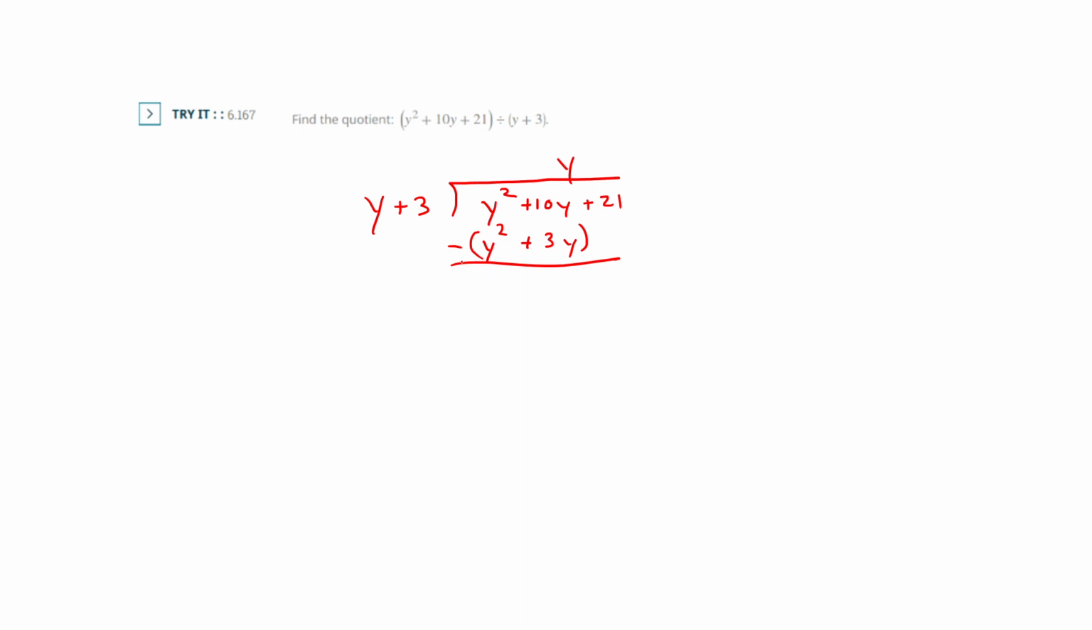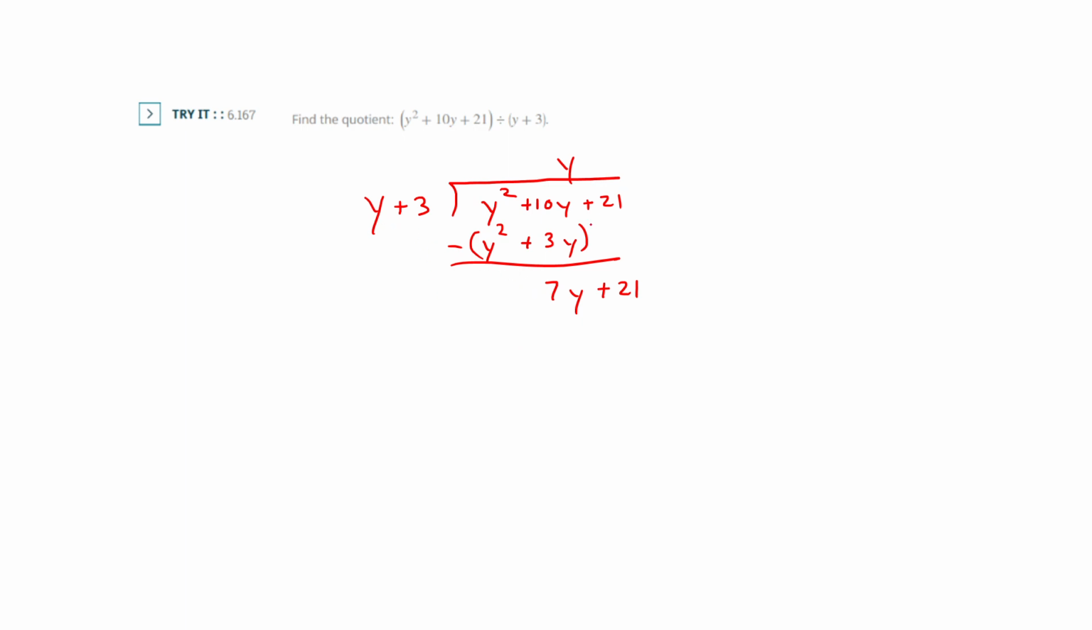So the y squareds are going to go. This is now negative 3y. So 10y minus 3y is 7y. Okay, let's bring down the next term, just like we would have done in middle school, elementary school, wherever you learned that. Now let's get the front ends to match.